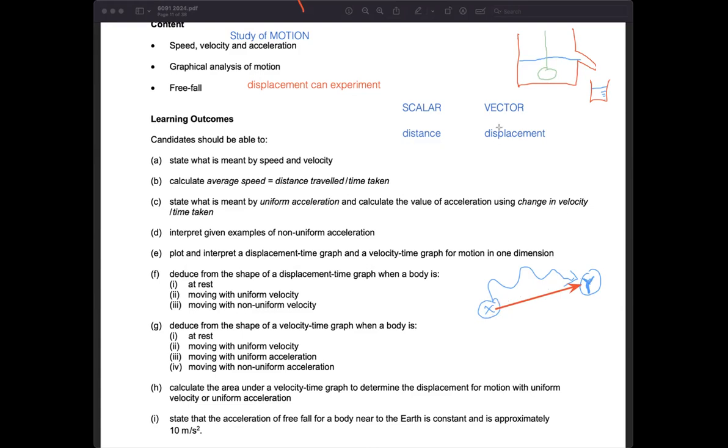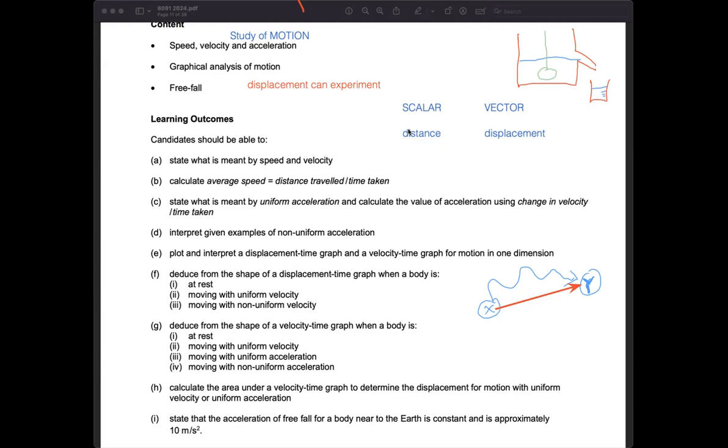Did I help you understand the meaning of displacement now? Is it a bit better? Because you're going to hear a lot of displacement in future. So are you all clear about what is distance and displacement now?